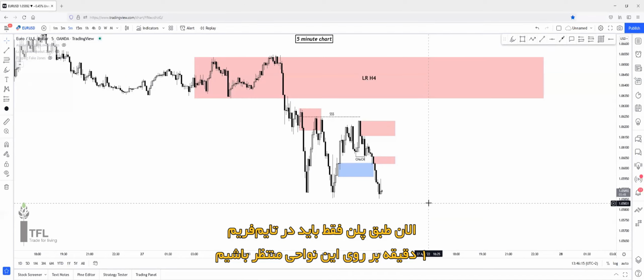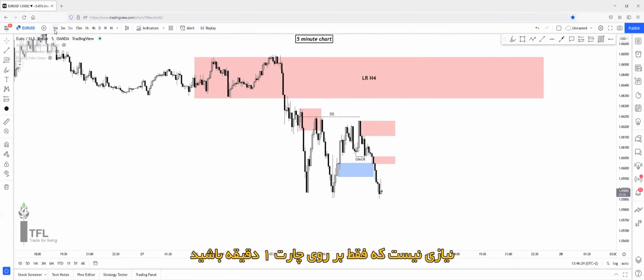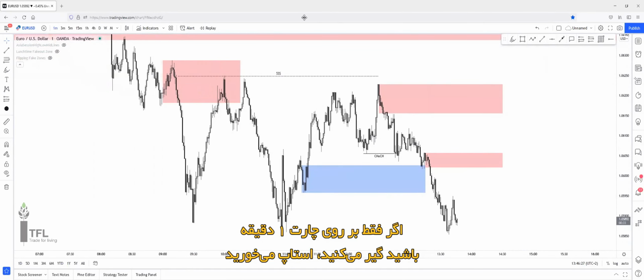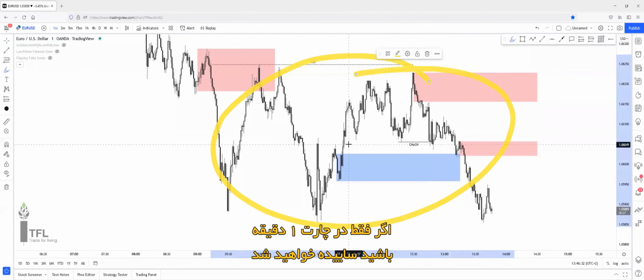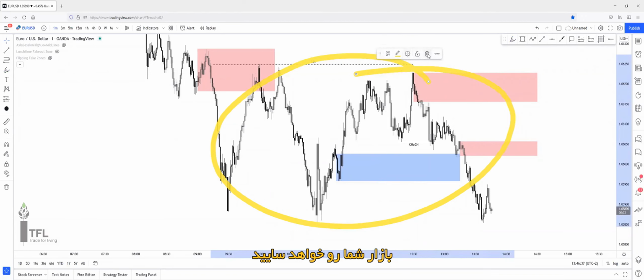And now all we have to do is wait for a 1-minute confirmation inside of these zones, according to our plan. You're using the 1-minute chart for confirmations. You don't have to live on the 1-minute chart. If you're living on the 1-minute chart, you'll get stuck, you'll get swept, you'll get messed up. Sorry for my language, but that's true. If you're living on the 1-minute chart only, you'll get destroyed for real. The market will destroy you.